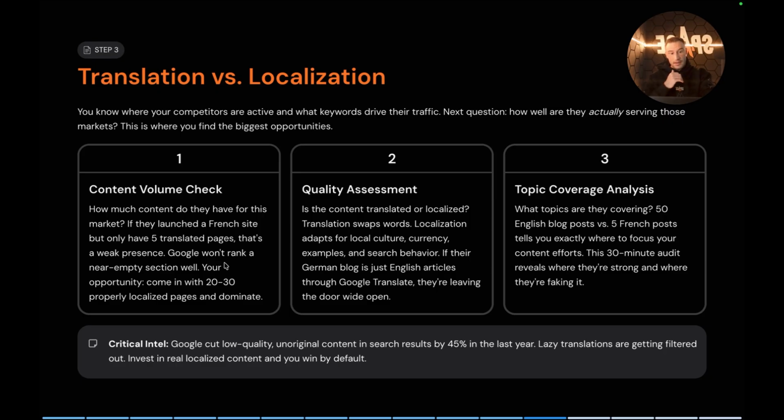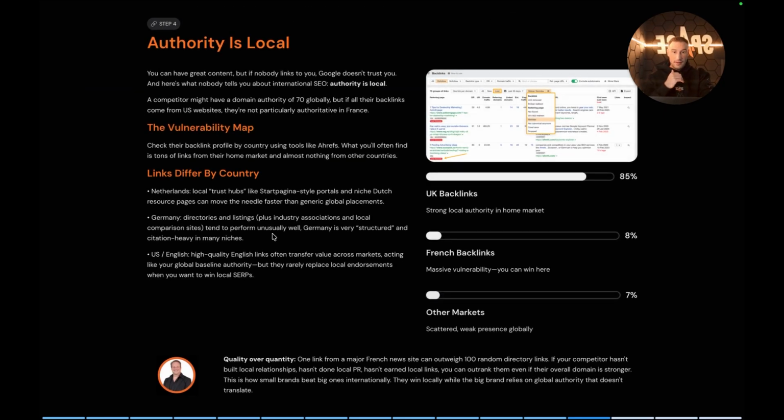Then we will move on to the actual fourth step in the framework, and that is local authority. And for local authority, there are a few things that are very important. So every country has unique backlinks, right? In the Dutch market, you have specific backlinks. In the French market, you have specific backlinks. What works in the Netherlands doesn't work in France. What works in the US doesn't work in France, or can work a bit in France. So it's all locally defined.